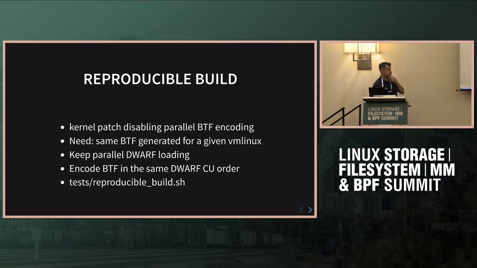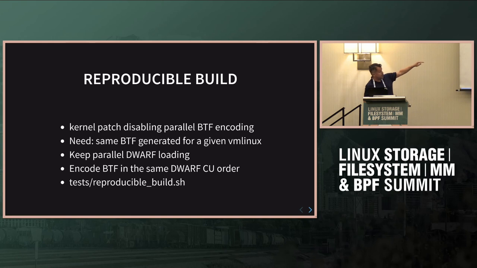Reproducible build: there was a patch that was posted disabling building BTF in a parallel way, because every time you build it, you could get a different BTF output. Depending on machine load or whatever, one type could be encoded before the other, and the next time you try it, it would be in a different order. So people wanted to have a reproducible kernel image, and for that, the solution with the existing pahole was just to disable building in parallel.